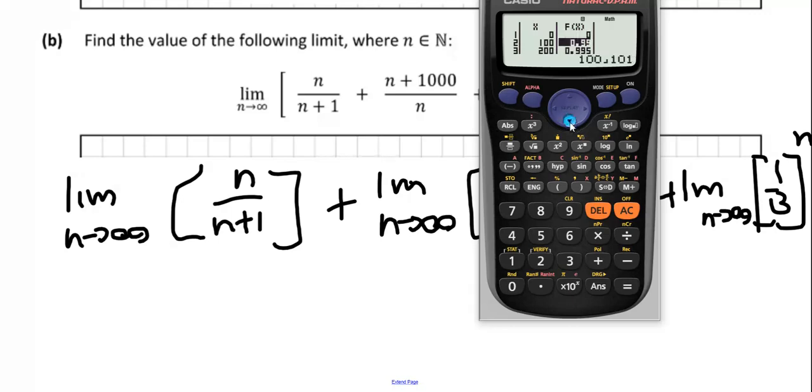0, 0.9, 0.99, 0.997. What's happening? It's not getting closer and closer to 0. It's getting closer and closer to what? 1. It's getting closer and closer to 1, lads. 0.998 is pretty close to 1.